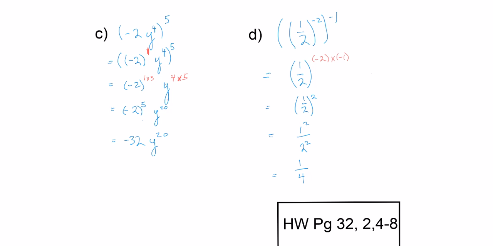Your homework is on page 32, number 2, 4, all the way to number 8. These are pretty simple things. It's just multiplying. Each one of the questions that we've done talk about each one of the different types of problems you will see. Don't be afraid to ask your teacher for solutions or help.